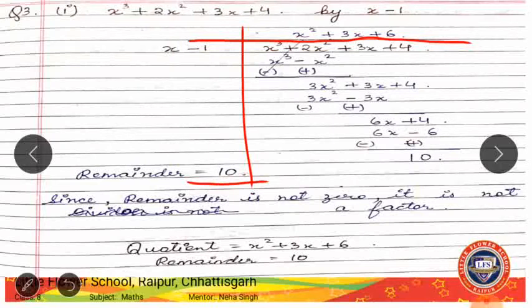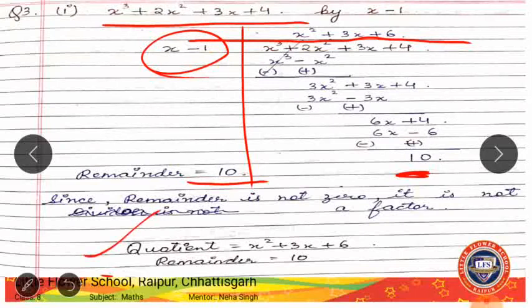Now since the remainder is not 0, when we got the remainder 0, what we say? That the number is a factor, right? When we are not getting the remainder 0, it means this x minus 1 is, we can say, not a factor of the given dividend. Quotient and remainder we have to write after the statement. Okay.